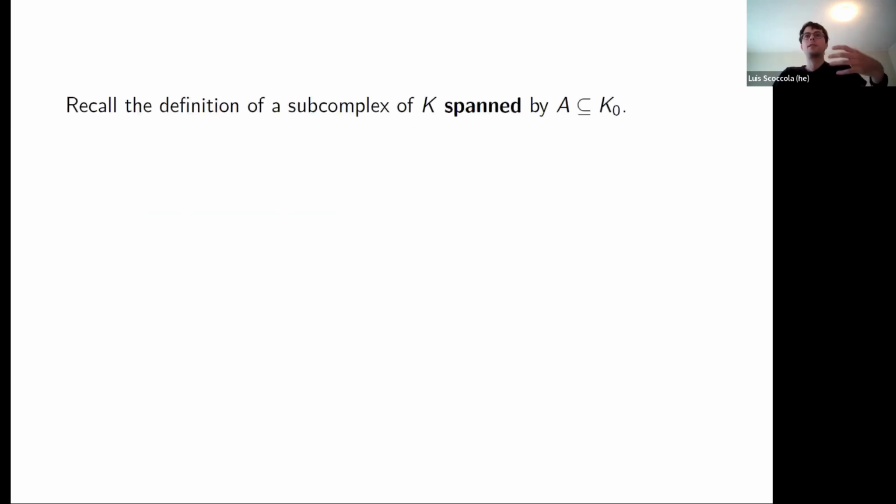So let's start with function Rips, and for that we're going to need the definition. Recall the definition of a subcomplex of a simplicial complex K spanned by a subset of its vertices. Whenever we have a simplicial complex K and some subset of its vertices, we can restrict the simplicial complex just to that subset of vertices, and that's what I'm going to call the subcomplex spanned by that set of vertices.